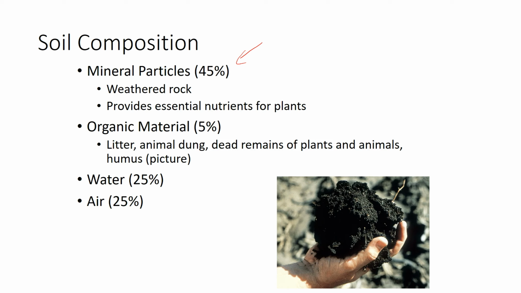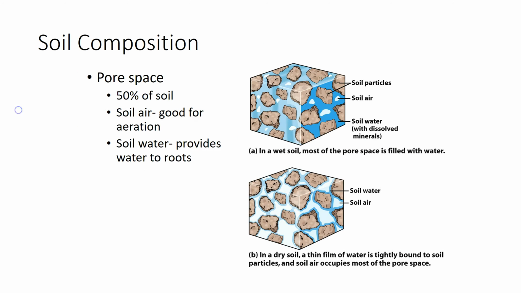Organic material, so we're talking dead or decaying leaves, etc., dead remains of plants and animals, insects, fungus, bacteria, all that stuff contributes to organic material. And then water and air, right? And that is what fills our pore spaces. Okay? So on average, soil is about 50% pore space.